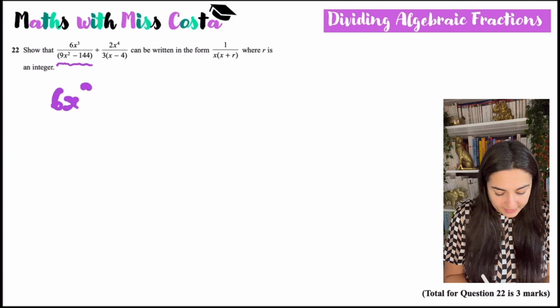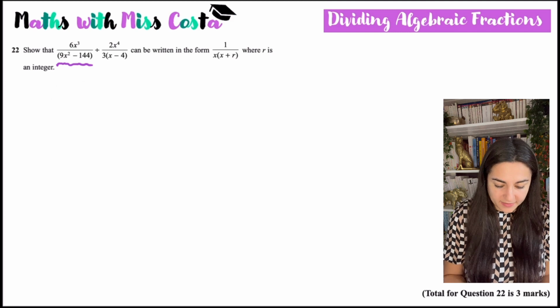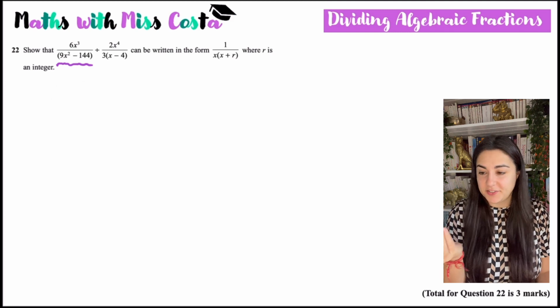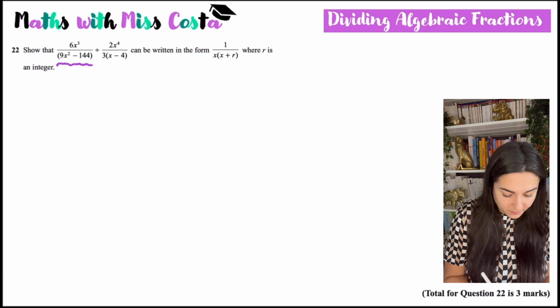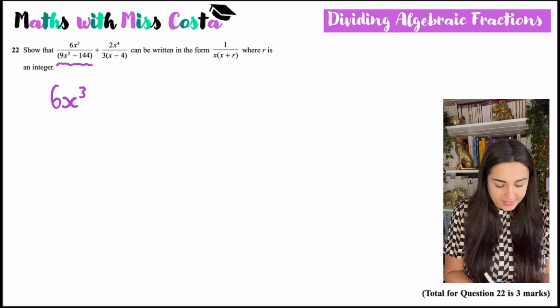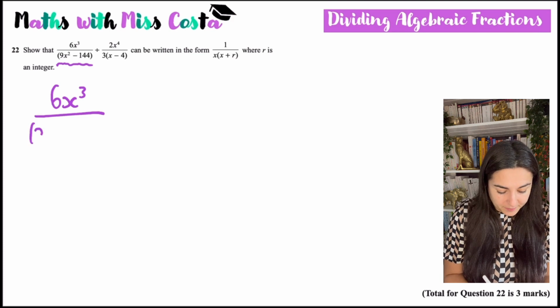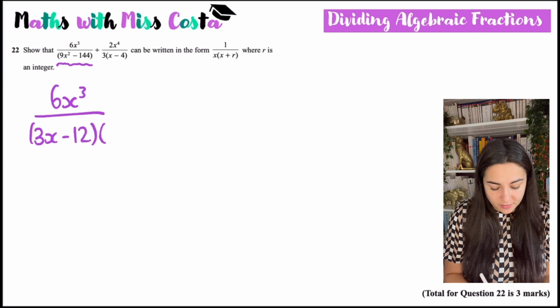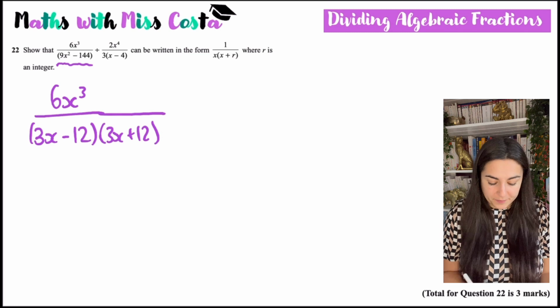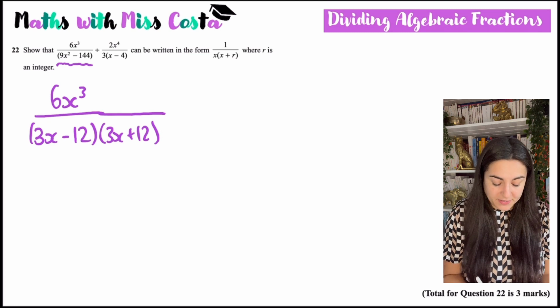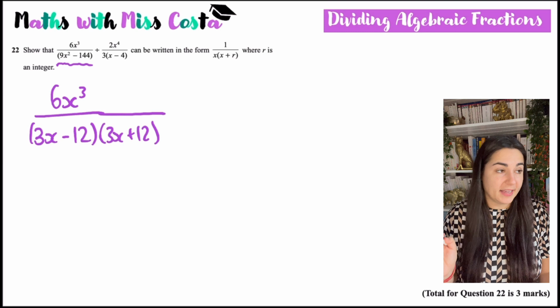So I'd have 6x cubed. Why does it do this? Honestly, if anyone understands why it suddenly changes to really thick, please let me know in the comments so that I can fix it. Okay, 6x cubed. Now, the difference of 2 squares means that if I factorised it, it would be 3x take 12 and 3x plus 12. And that's being divided by 2x to the power 4 times 3x to the blah, blah, blah.